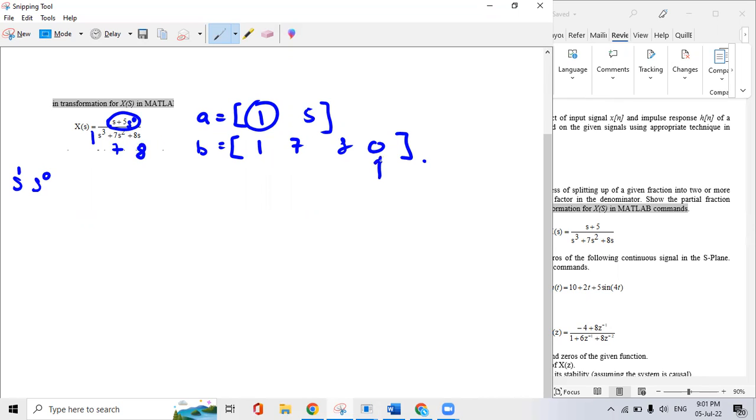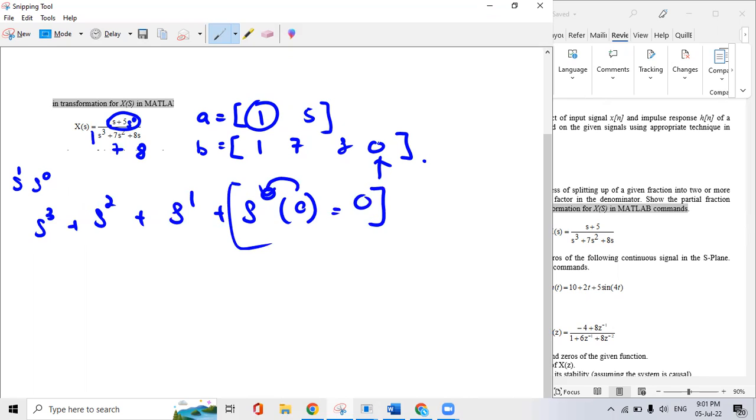Okay, so how come the 0 right here appears? This is because I'm having s power 3, I will have s power 2, I will have s power 1, followed by s power 0. Because the magnitude is 0, and 0 multiplied by anything is equal to 0, this is why we're having 0 right here. So this is s power 1, this is s power 0, this is s power 3, s power 2, s power 1, s power 0.